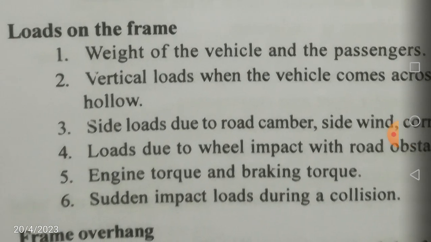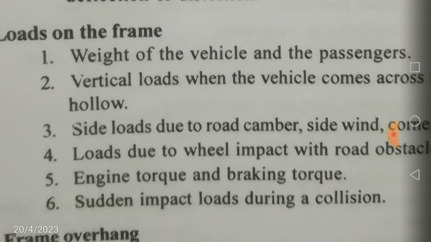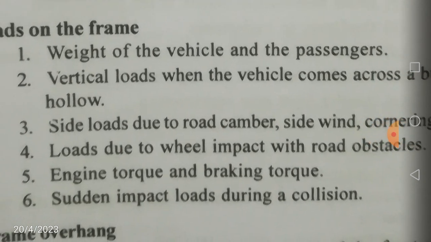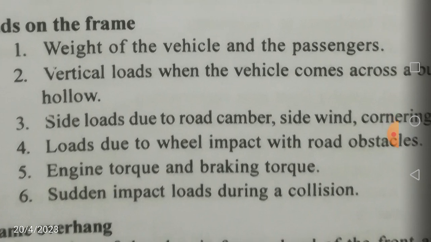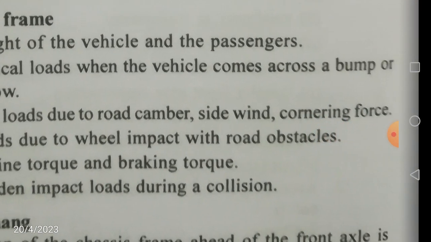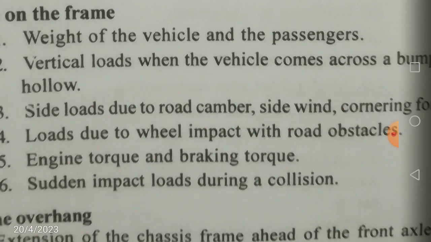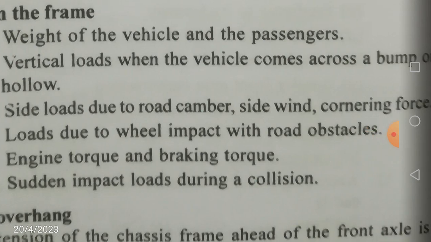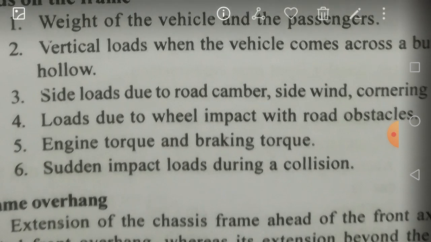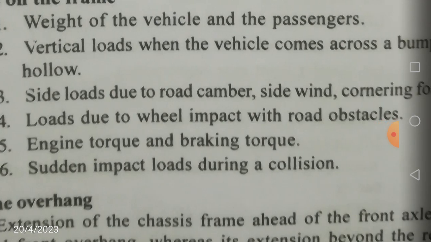Now what are the different types of loads on the frame? Let us see. The various types of loads on the frame are the weight of the vehicle and the passengers, definitely. This will be vertical. We know that the weight of the vehicle and passengers will always be vertical. And there are vertical loads when the vehicle comes across a bump or hollow, right? Definitely, these loads will come when our vehicle comes across a bump, that means a speed breaker or something like that, or a hollow. Hollow means your vehicle moves down. Bump means your vehicle moves up. So these are the ups and downs.